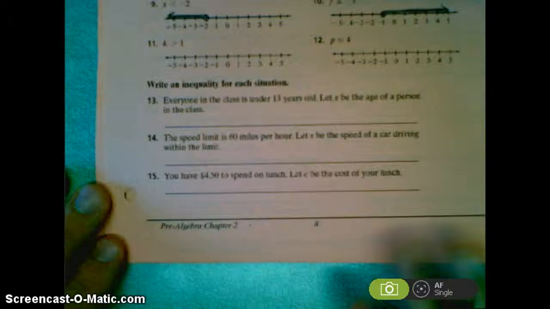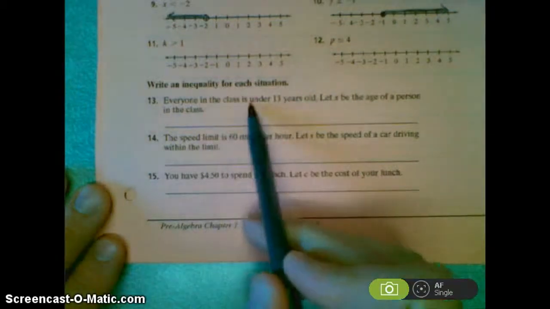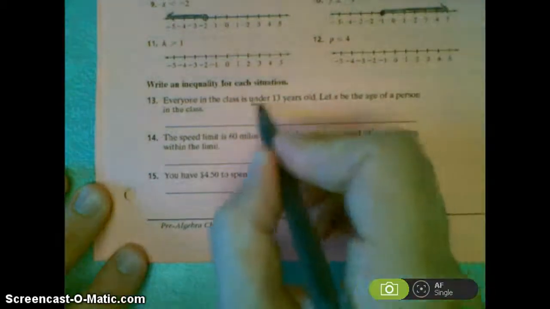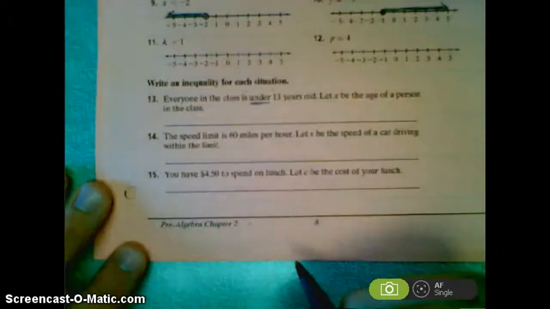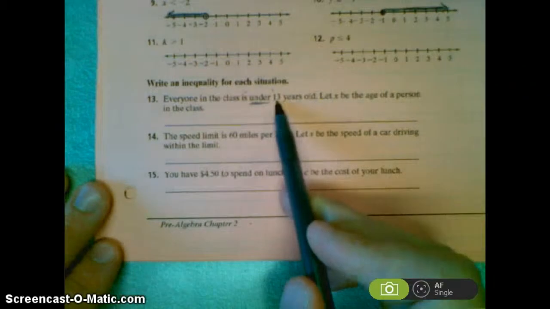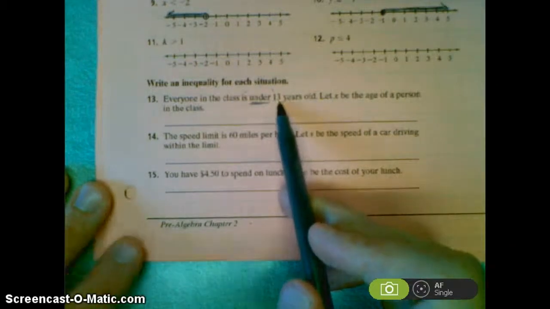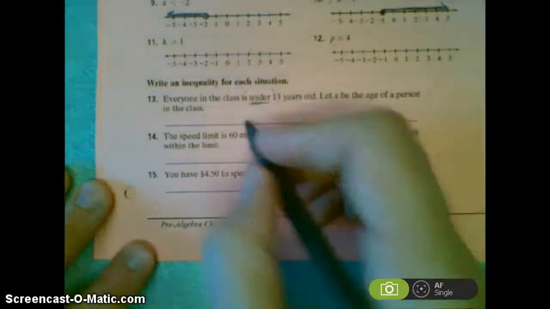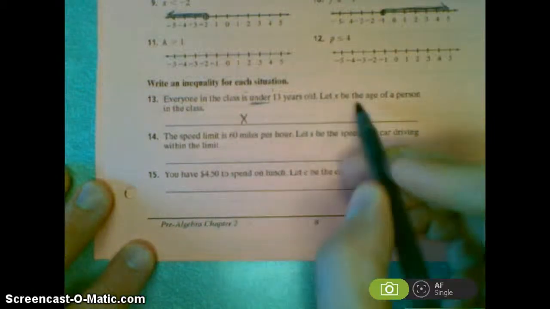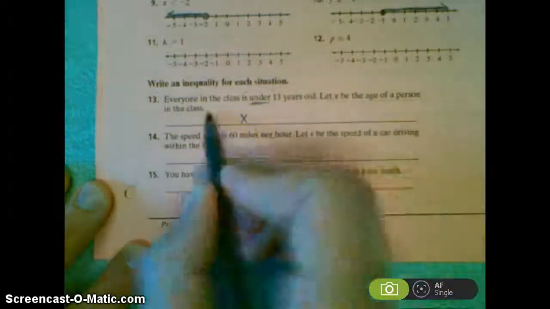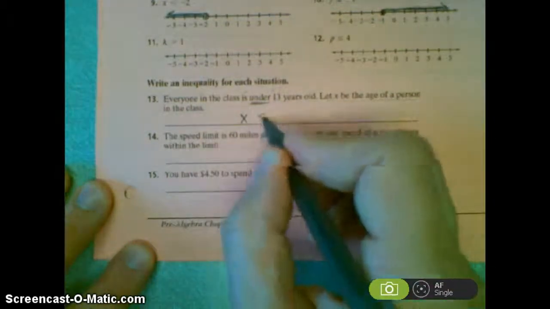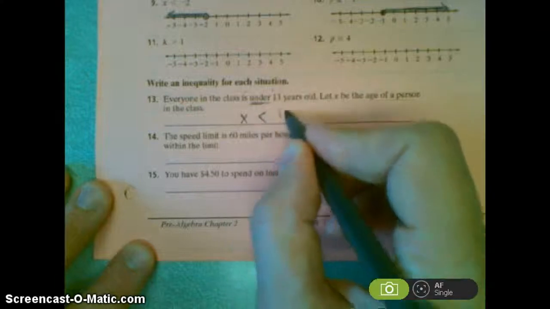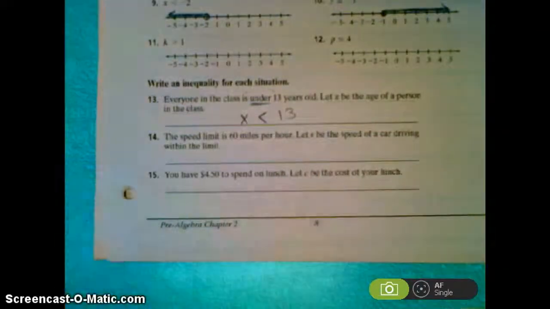And on to the word problems. Everyone in the class is under 13 years old. So that's the same as less than. Nobody actually is 13 years old, so it must be less than. So x, the age of a person in the class, has got to be less than 13. So I think that's enough to help you finish this.